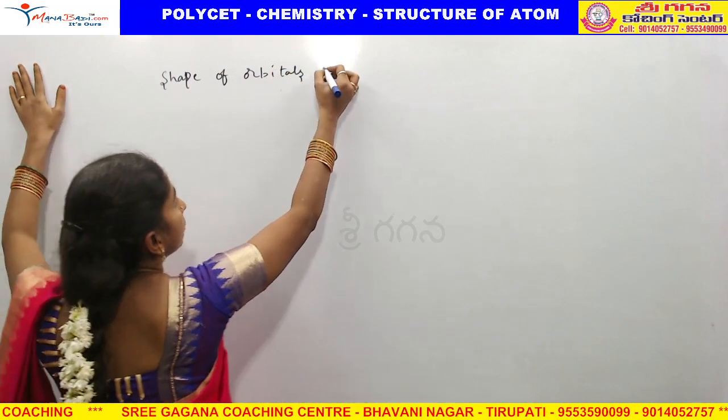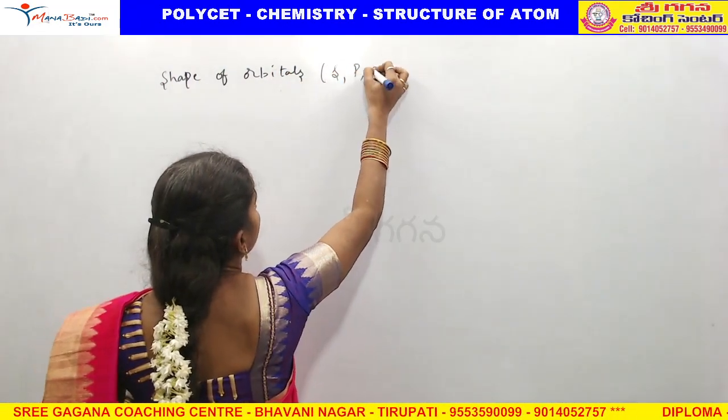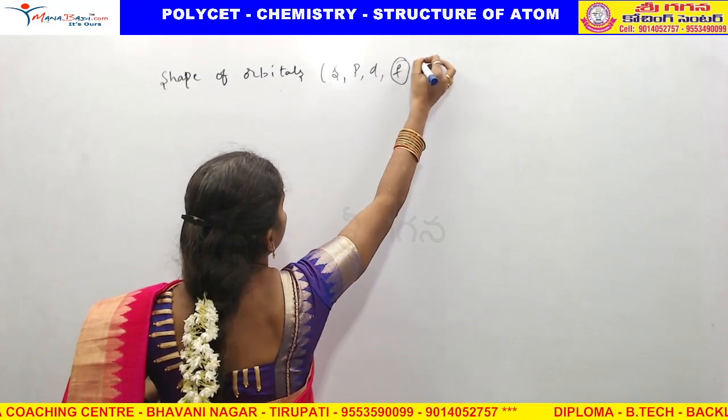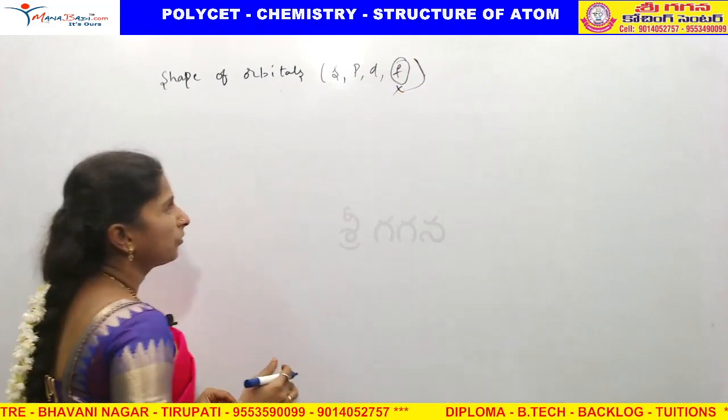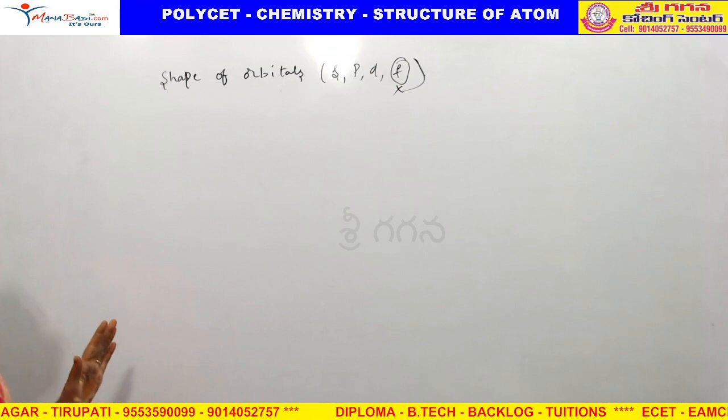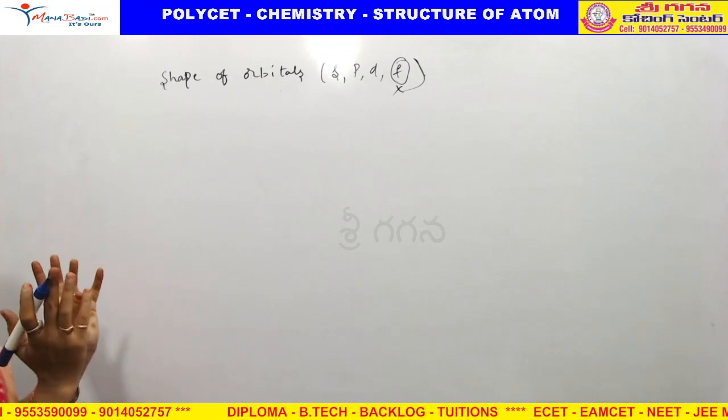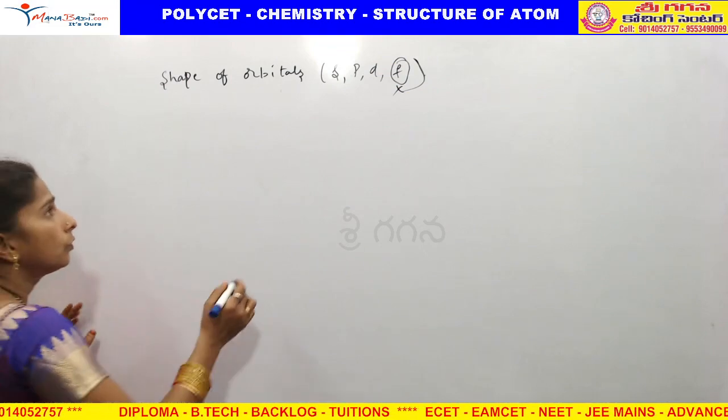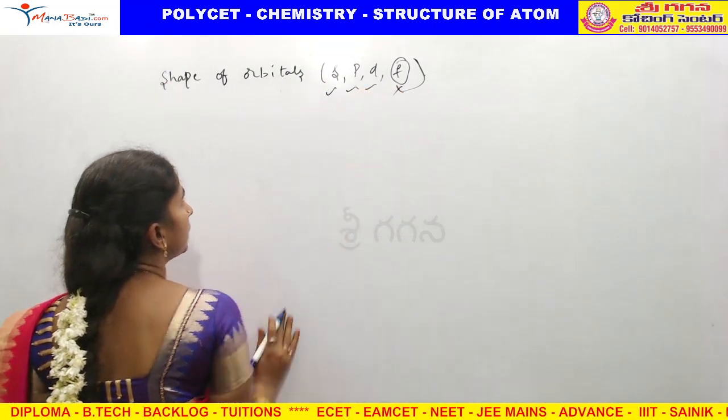Orbitals. What are orbitals? s, p, d, f. We don't want to see f because f has a disturbed structure and till now it is not having the fine structure. So we will see the structure of s, p, d, f.